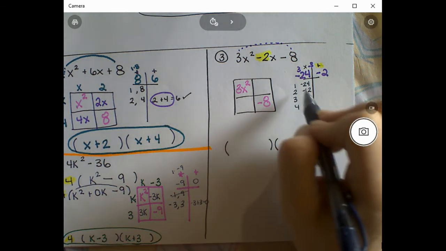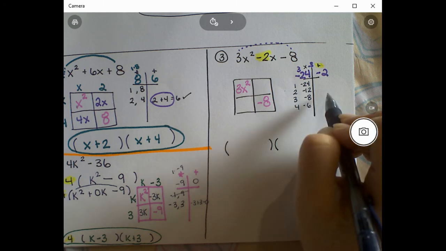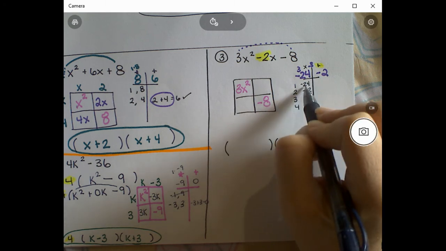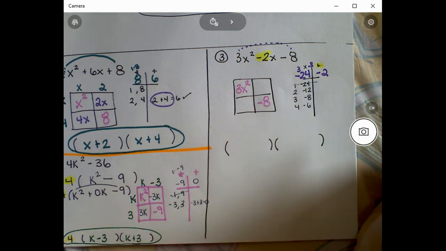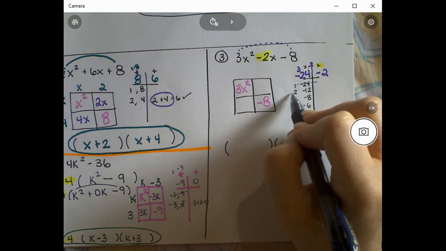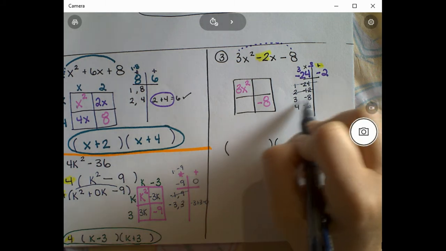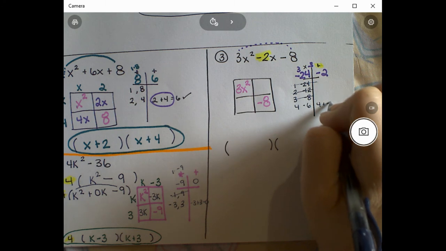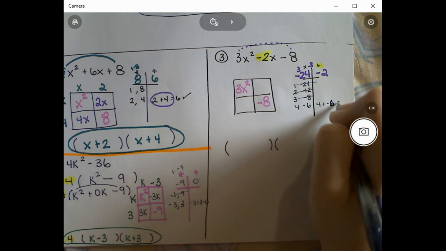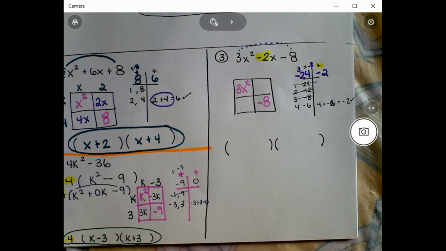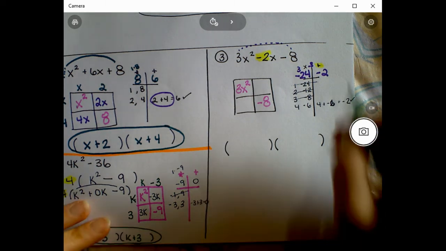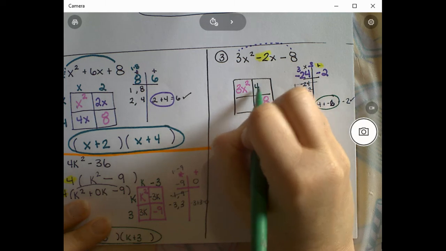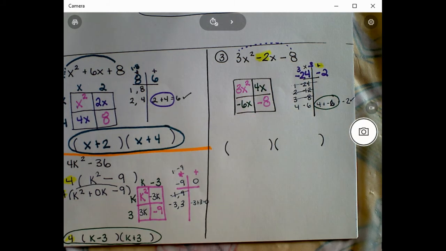Now we want to see which pair of factors adds up to negative 2. 1 and negative 24 is not negative 2. 2 and negative 12, not negative 2. 3 and negative 8 is negative 5, so no. 4 plus negative 6 equals negative 2. Yes, that's the one we wanted. So we're going to take these numbers and put them here: 4x, negative 6x.